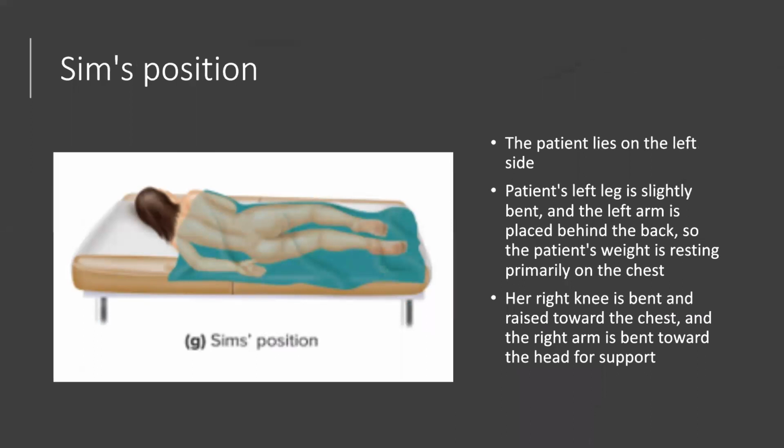In the Sims position, the patient lies on the left side, and the patient's left leg is slightly bent, and the left arm is placed behind the back. So the patient's weight is resting primarily on the chest, and the right knee is bent and raised towards the chest, and the right arm is bent toward the head for support.